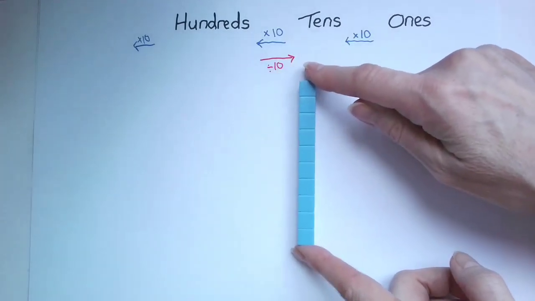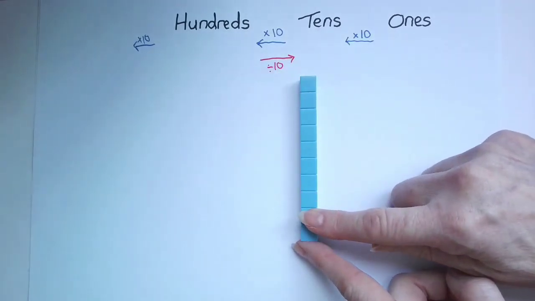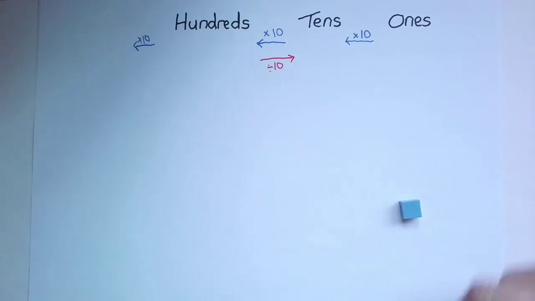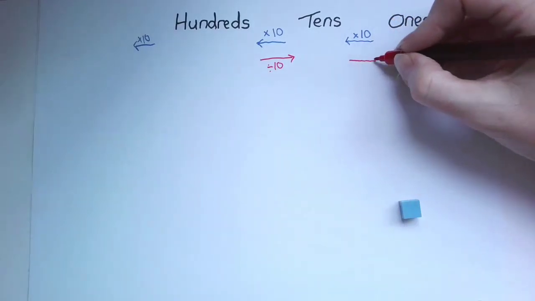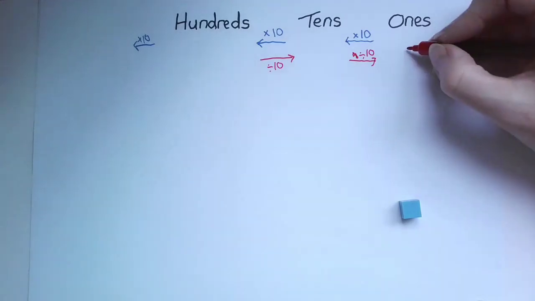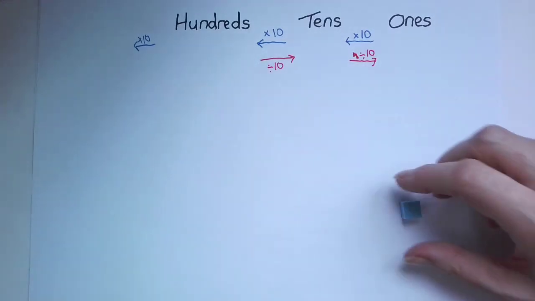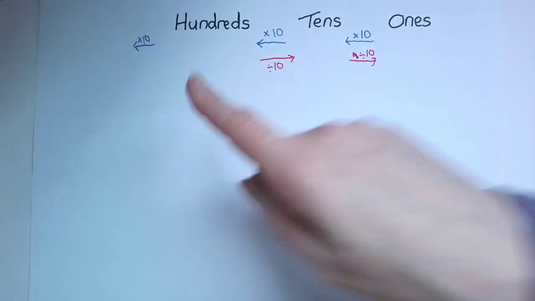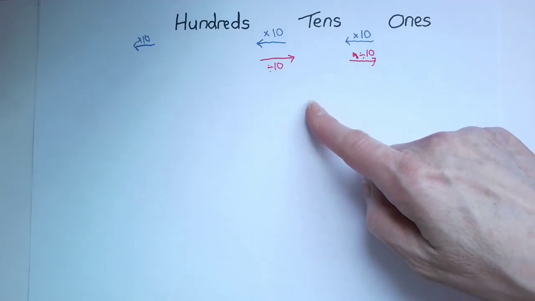And now we can see I've got a 10 stick. And if I divide that 10 stick up into 10 pieces, I just have a 1. So my 10 stick divided by 10 would equal 1. So we can see multiplication means moving to the left, getting larger. 10 times larger each time, from the ones to the tens, and then to the hundreds, and if we carried on to the thousands. And when we're dividing, we're reversing that process. So our hundreds become tens, and our tens become ones.